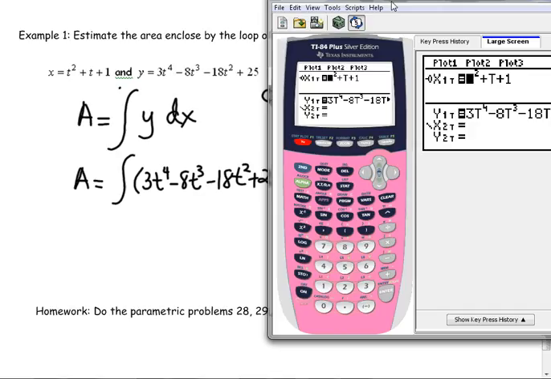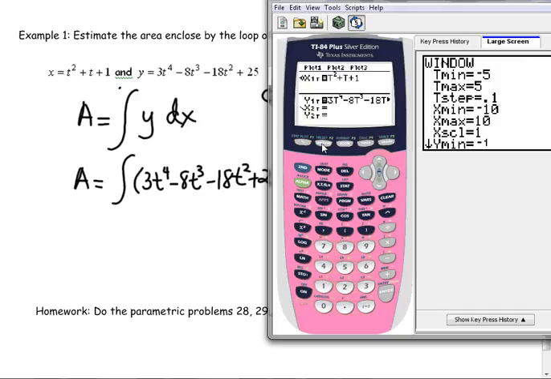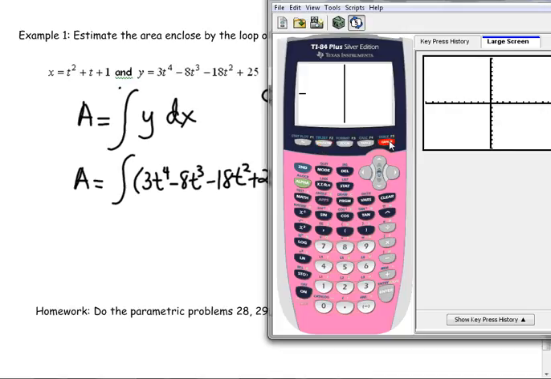Isn't that weird? It's already in there. And I've used parametrics. Hey, the graphing's not easy. Make sure you watch the video. Let's see what my window says. Okay, kind of a standard window. And so let's see what happens with my graph.